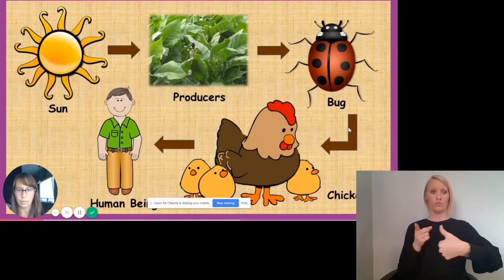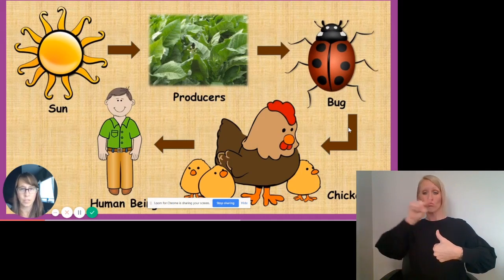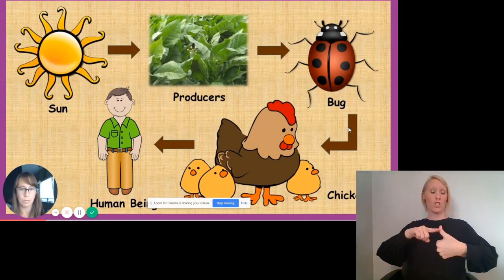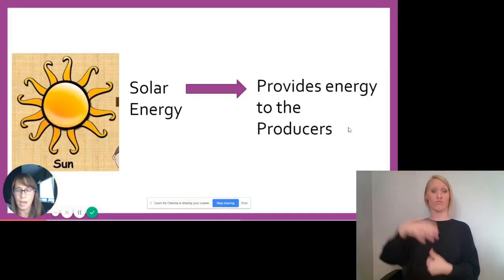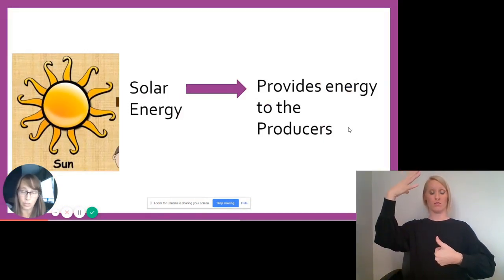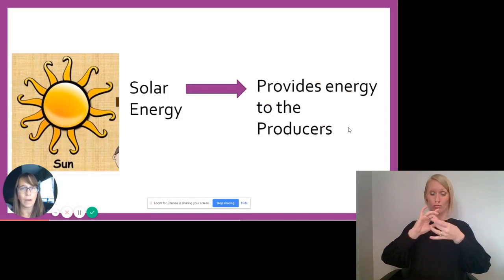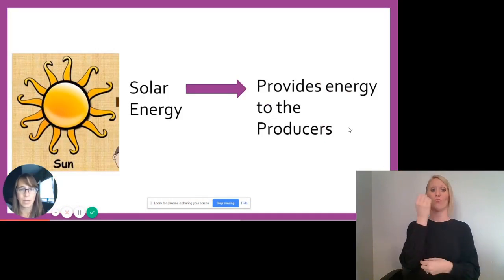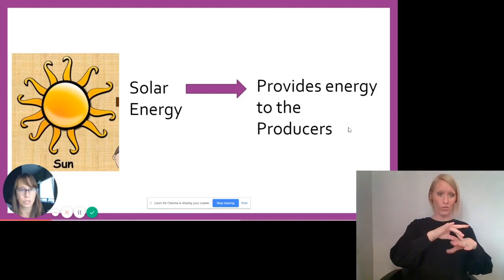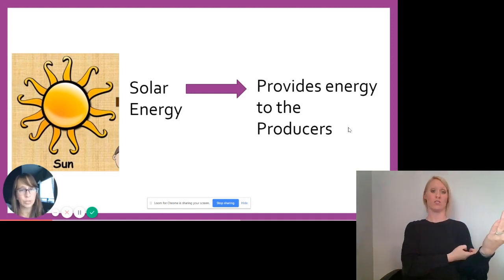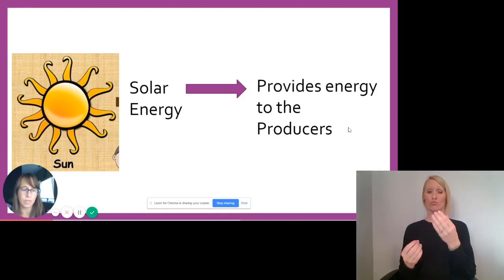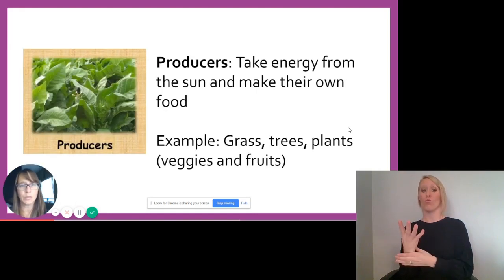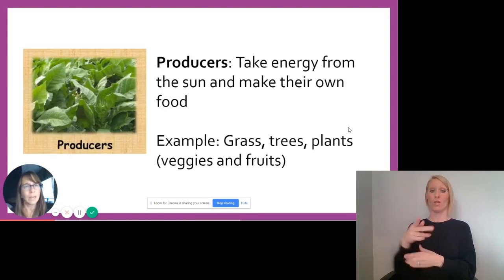So here's the overview. We've got this whole pathway starting at the sun and ending up at human beings. Our food chain starts with solar energy. I should say most food chains start with solar energy. Without the sun coming down onto the earth, there's no energy going towards our producers. The producers are tier one of this food chain, and producers take energy from the sun and make their own food.